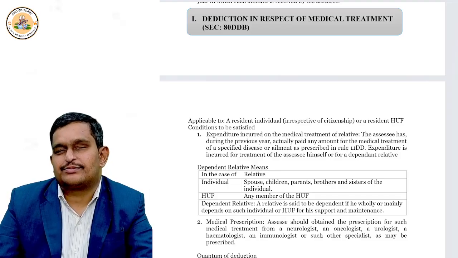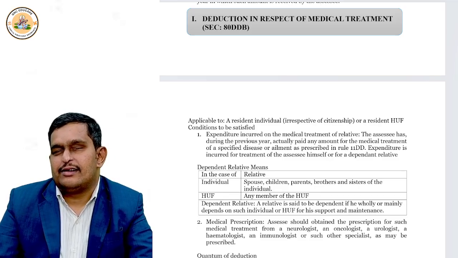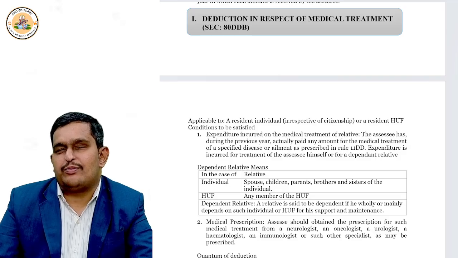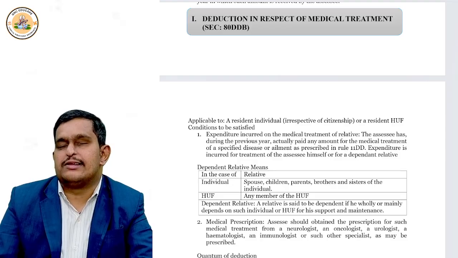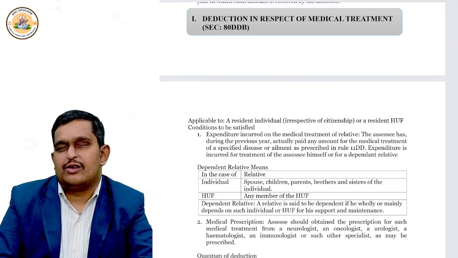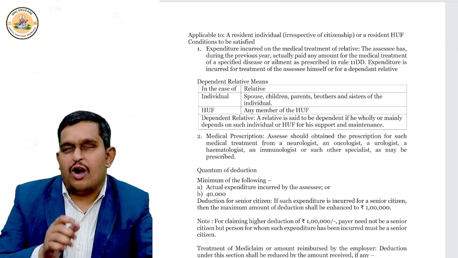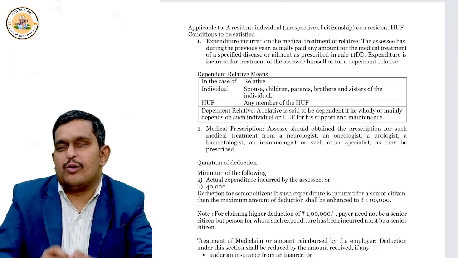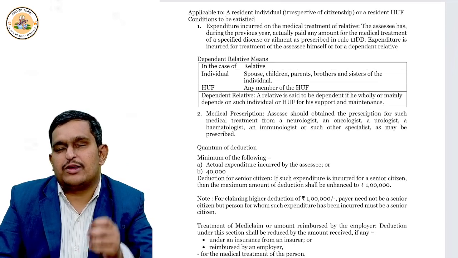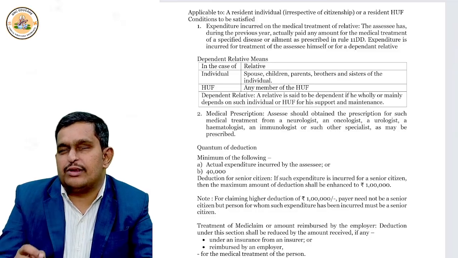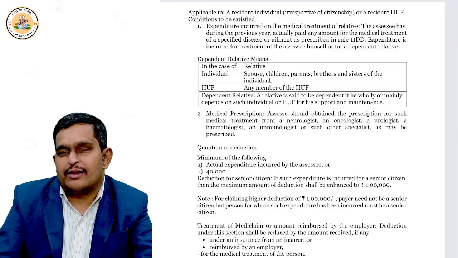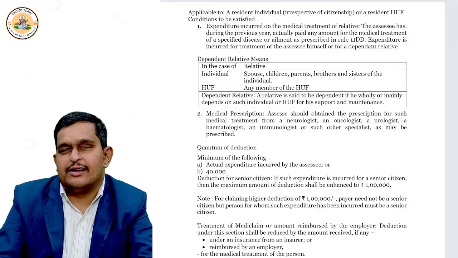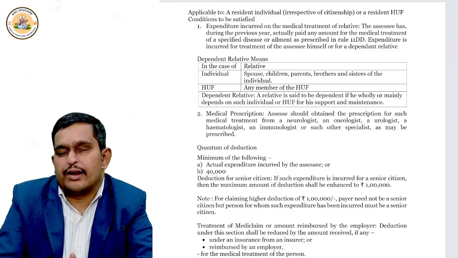Then relative meaning we understood, dependent we understand, specified disease we understood. Correct? Now how much deduction can we get? The deduction is the amount of expenditure incurred or rupees 40,000, whichever is lower. What I said? Amount of expenditure incurred or rupees 40,000, whichever is lower.